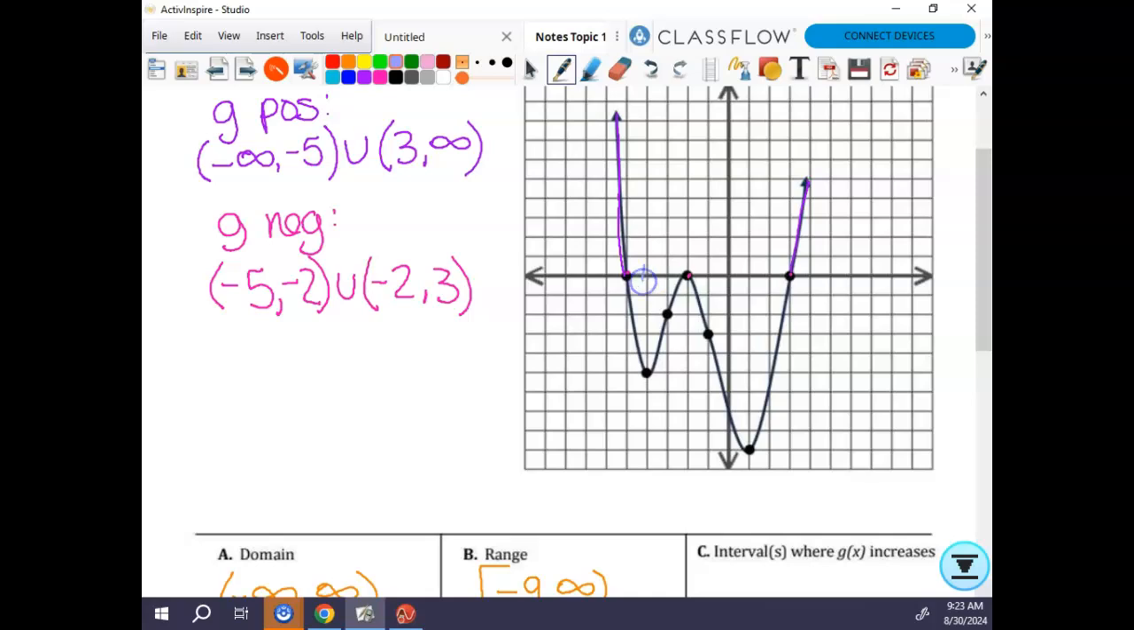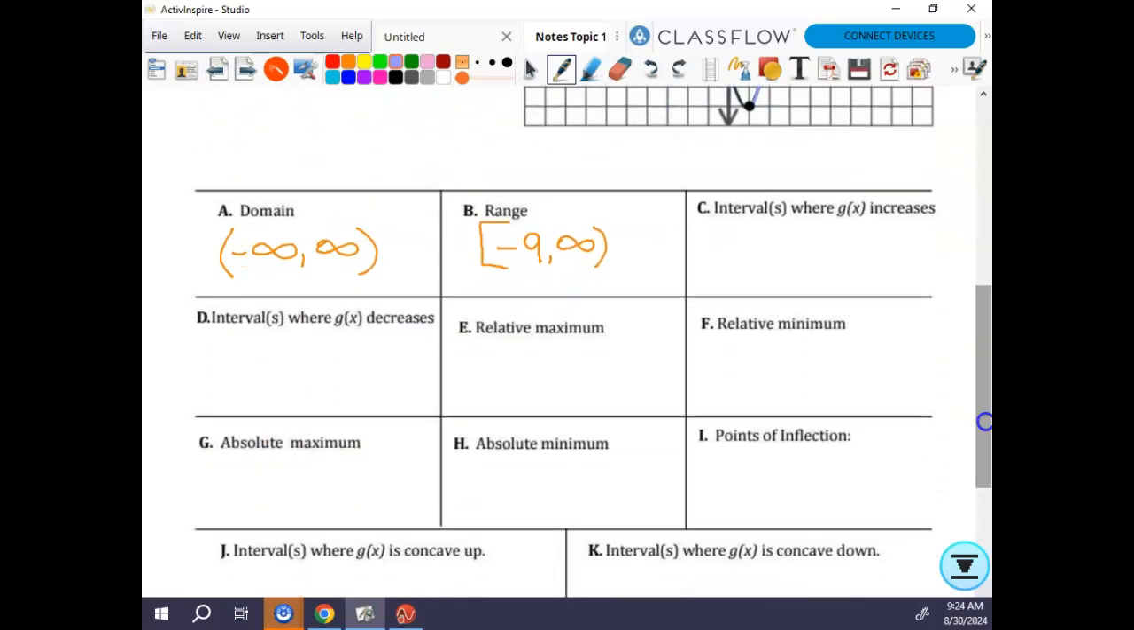Negative 4, and we're increasing till we get to here, right? And then does it increase again? Yes. We're increasing here. So it's starting here and going to what? Infinity. Good. So we're going to be from negative 4 to negative 2, and then 1 to infinity. Any questions about that? Okay, great.